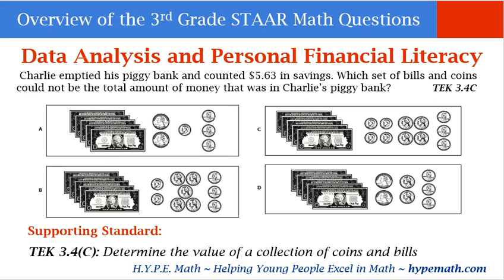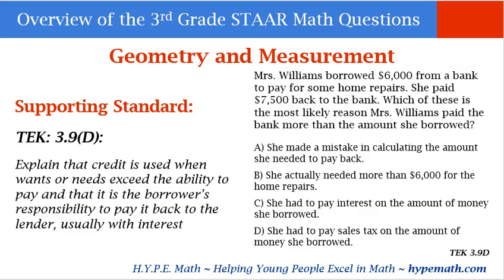Charlie emptied his piggy bank and counted $5.63 in savings. Which set of bills and coins could not be the total amount that was in Charlie's piggy bank? So, understanding bills and coins as well. The TEAC is 3.4C. Determine the value of a collection of coins and bills. We have one more example.